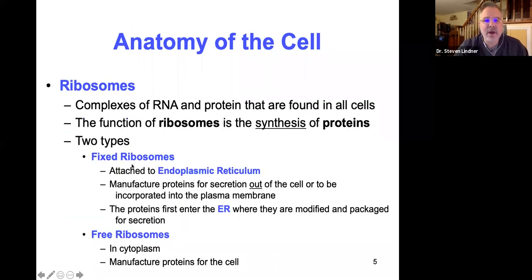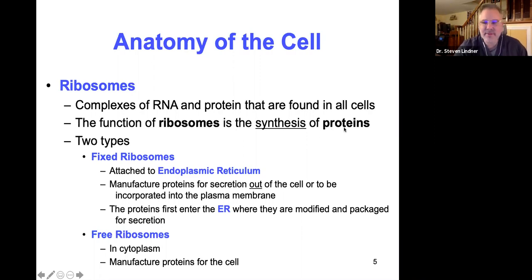Now you heard me mention ribosomes. We said ribosomes could be fixed to the endoplasmic reticulum, or they can be roaming freely in the cytoplasm. We said if they're fixed to the endoplasmic reticulum, then it doesn't have a smooth appearance. It has more of a rougher appearance, so we call it the rough ER. These ribosomes are complexes of RNA, which is ribose nucleic acid, and protein that are found in the cells. And the function of ribosomes is to make proteins.